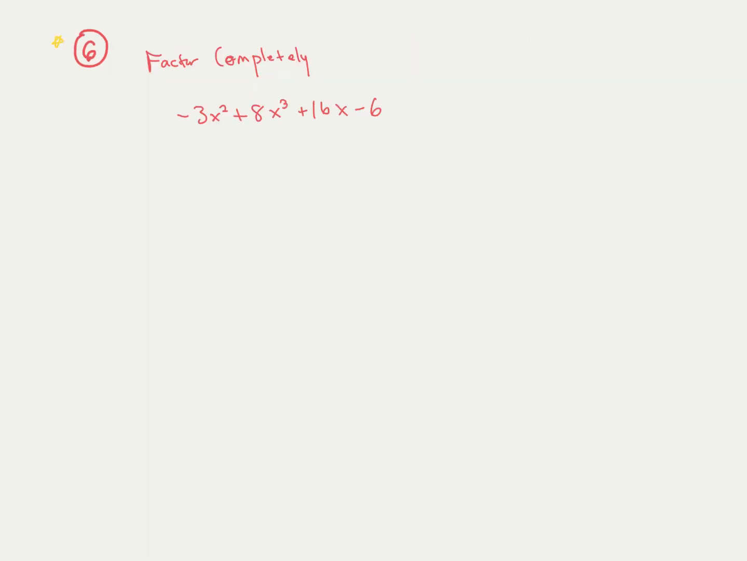And number 6, this is our last example. Factor completely. Negative 3x squared plus 8x to the third plus 16x minus 6. Factor greatest common factor. Not going to be able to take x out of everything. No x on the end. And if you look at the numbers 3, 8, 16, and 6, no common factor there.